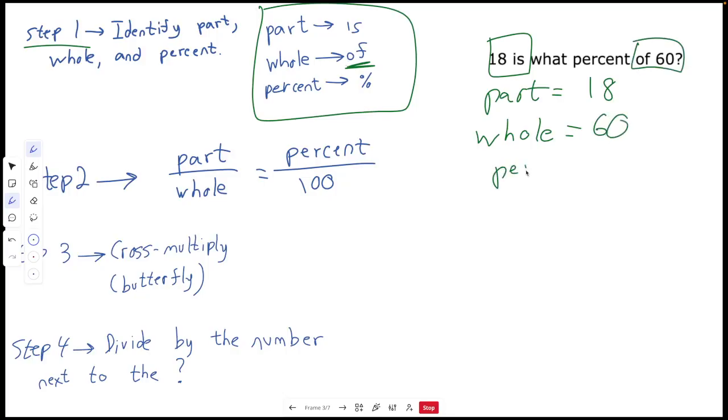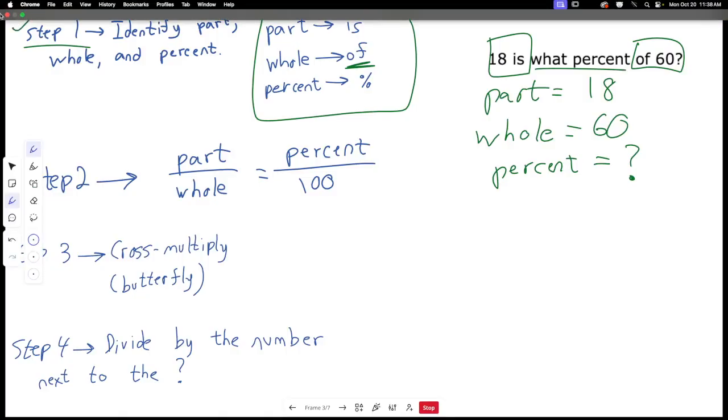The percent, you notice how you don't see any percent symbol here? It's because we do not know the percentage. We're trying to find it. It says what percent. That's the unknown here, okay? And in all of these percentage problems, there will be two that you know, one that you don't know. All right, so we're done with step one.